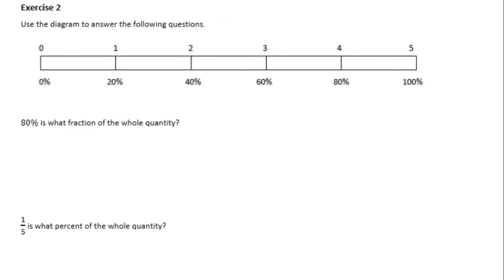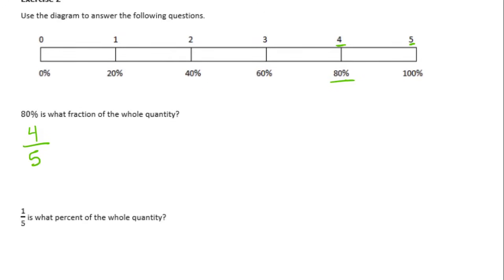Exercise 2. Use the diagram to answer the following questions. So it looks like we have 0 to 5, and then 0 to 100%. So 80% is what fraction of the whole quantity? So 80% is down here, and that is equal to 4 out of a total 5. So it's equal to 4/5. 1/5 is what percent of the whole quantity? So 1/5, 1 out of 5, is equal to 20%.